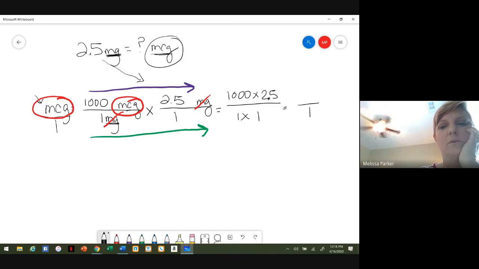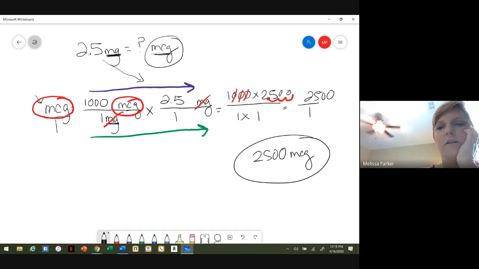Now you can multiply this. I know my number is going to get bigger, right? Because I'm multiplying. You can also count your zeros, 1, 2, 3, and then you just move this 3 spaces, 1, 2, 3. Wherever there's a little whoop, you add a zero. So 2,500 micrograms. That's your answer.